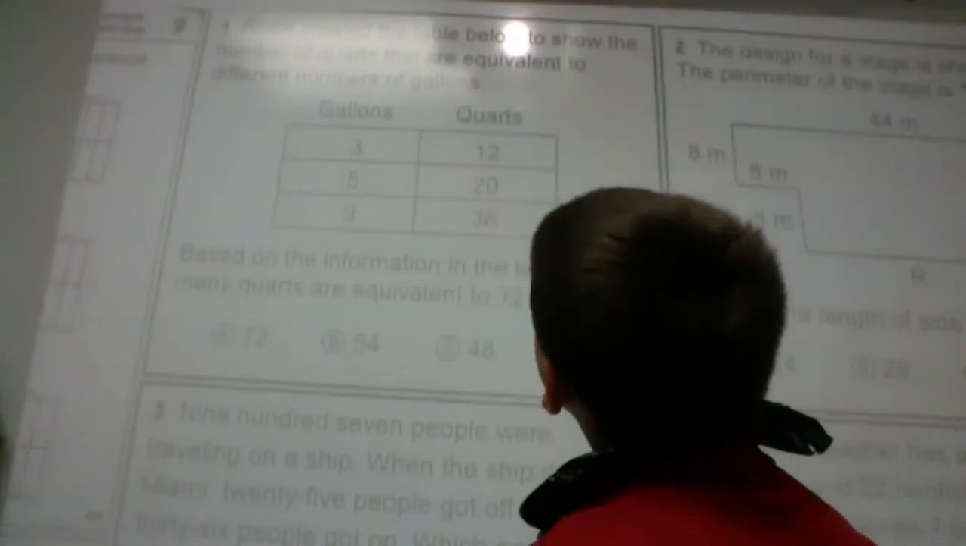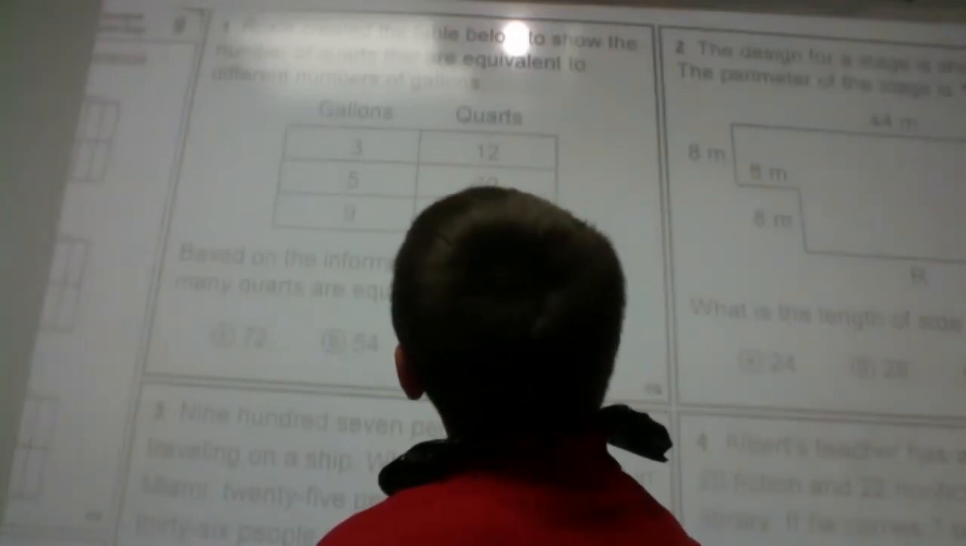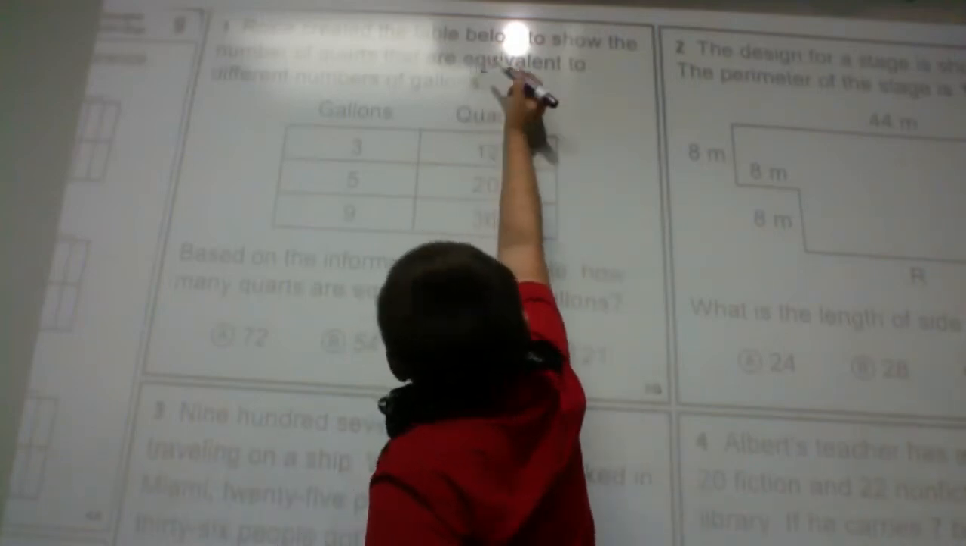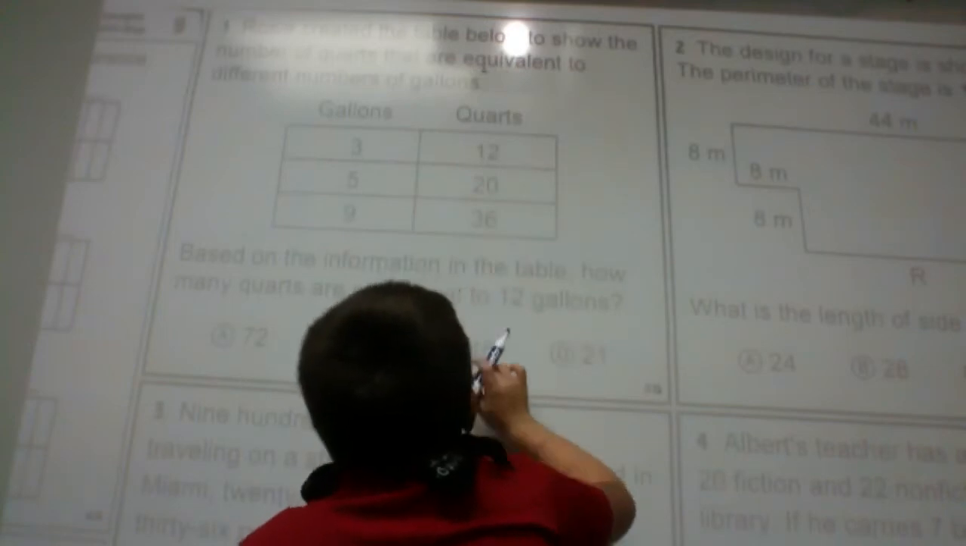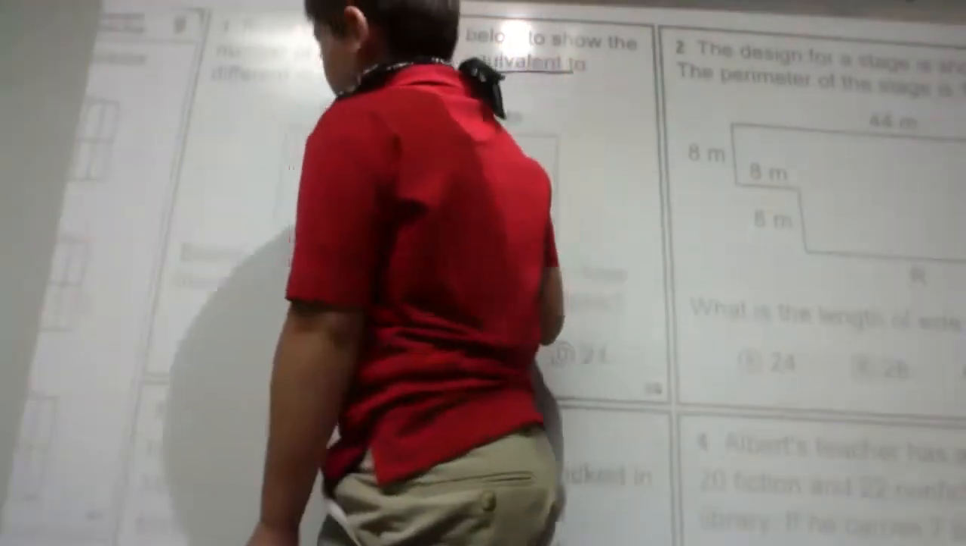Let's do number 1. Okay, and I'm going to go ahead and read it while he starts circling. Rosie created the table below to show the number of quarts that are equivalent to different numbers of gallons. Based on the information in the table, how many quarts are equivalent to 12 gallons? So while he's working, what does equivalent mean?